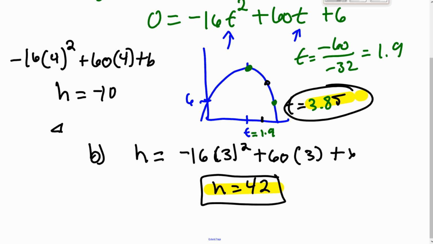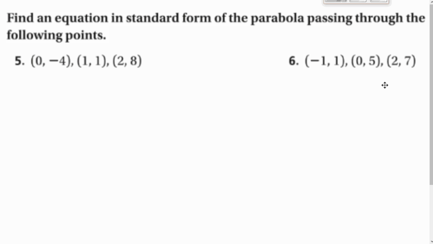So there you go. So A is about 3.85, somewhere around there, and B is 42 for your height. Okay, so here's number 5 and 6. We didn't quite do too much with this because it is pretty tough.